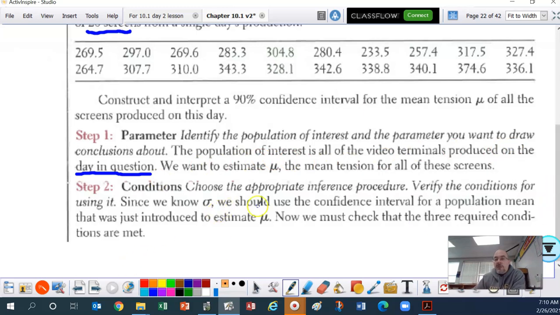Step number 2, conditions. Verify the conditions. Let's look at this very carefully. Since we know the standard deviation, we should use the confidence interval for a population mean that was just introduced to estimate mu. Now we must check the 3 required conditions. That's not part of the answer. Here are the conditions.